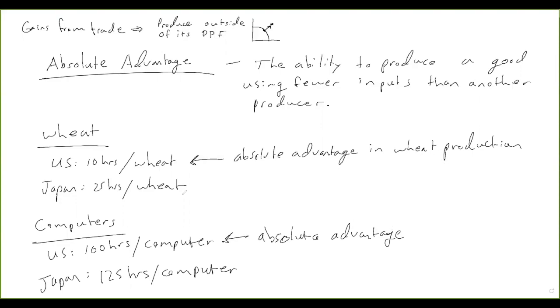So this raises the question, if the US has an absolute advantage in both wheat and computer production, meaning they can produce both wheat and computers with fewer inputs than Japan, then how do both countries benefit from trade? Intuitively, we would expect that the US should not trade and should be self sufficient, given that they can produce both goods, wheat and computers, more efficiently than Japan. To answer this question, we need to introduce a new concept.